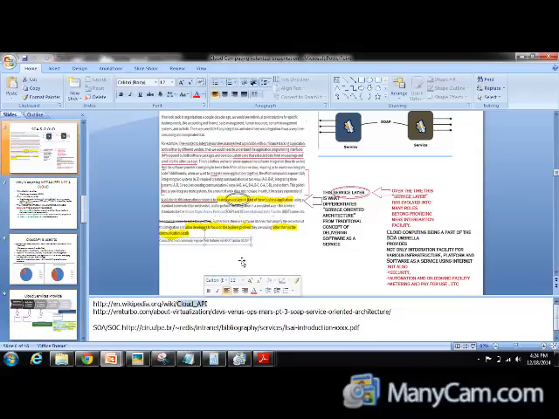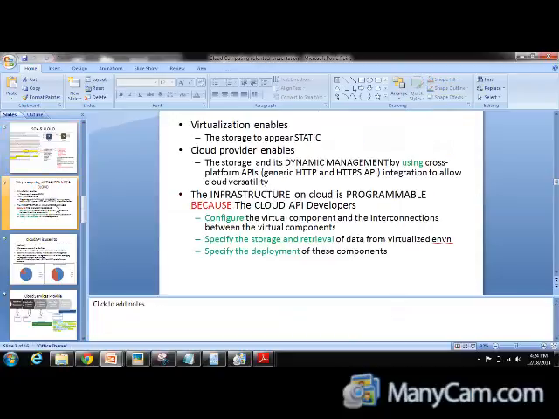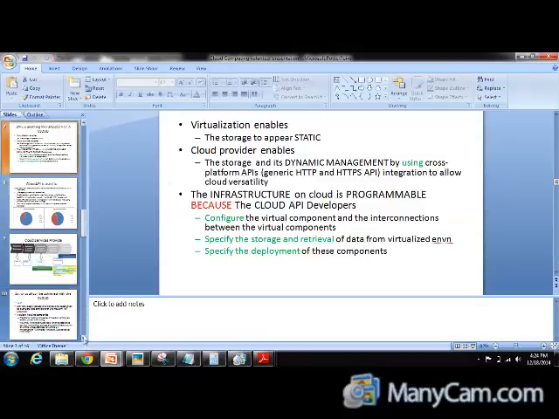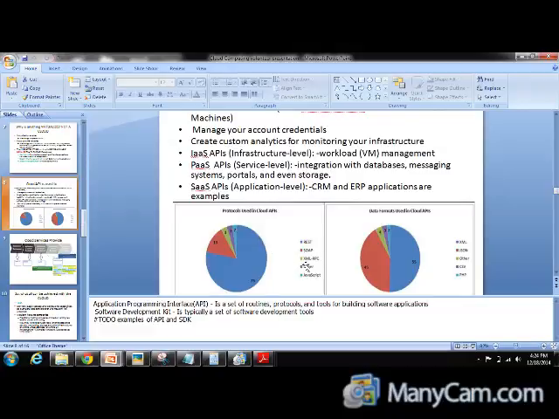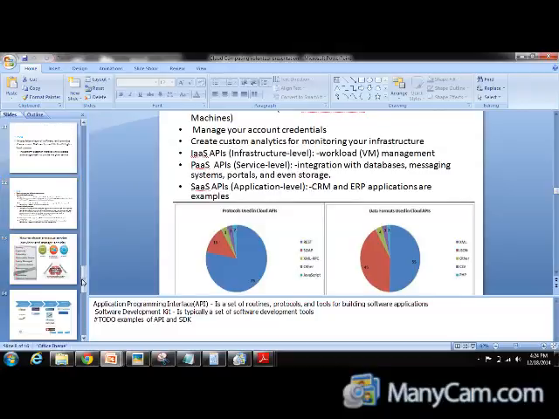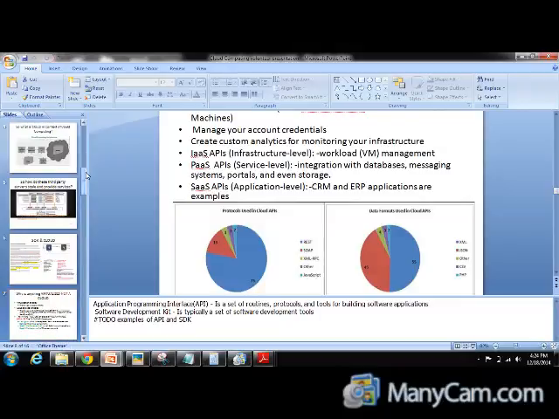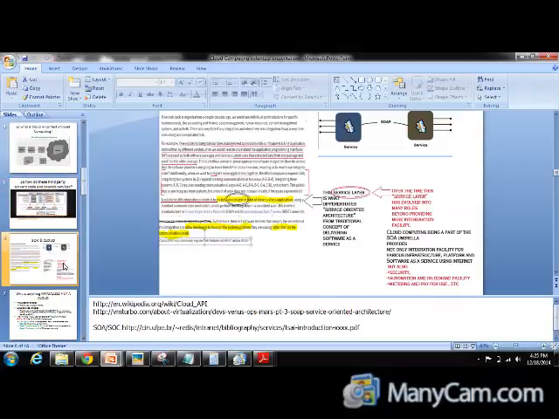The cloud APIs will program and configure the virtual components, or specify storage and retrieval, or specify the deployment using anything that they need, be it SOAP protocol, be it REST protocol, or XML, RPC, other, or JavaScript. So to say that the self-service concept is provided using the service catalog is totally wrong.